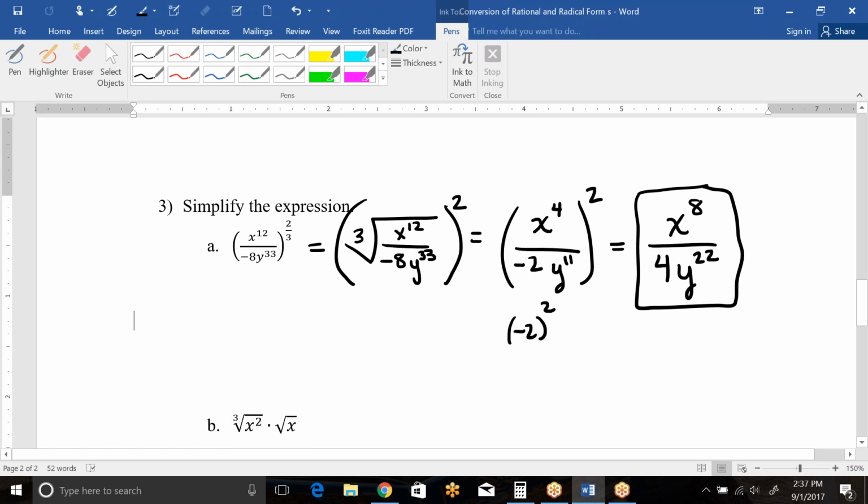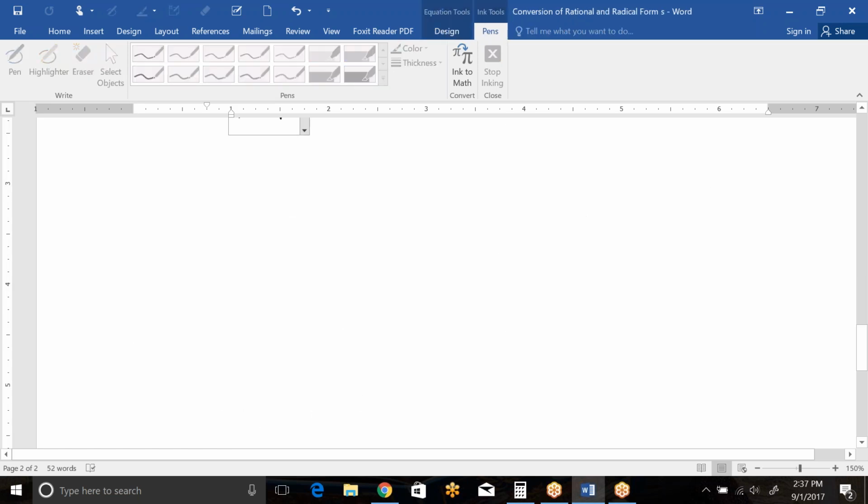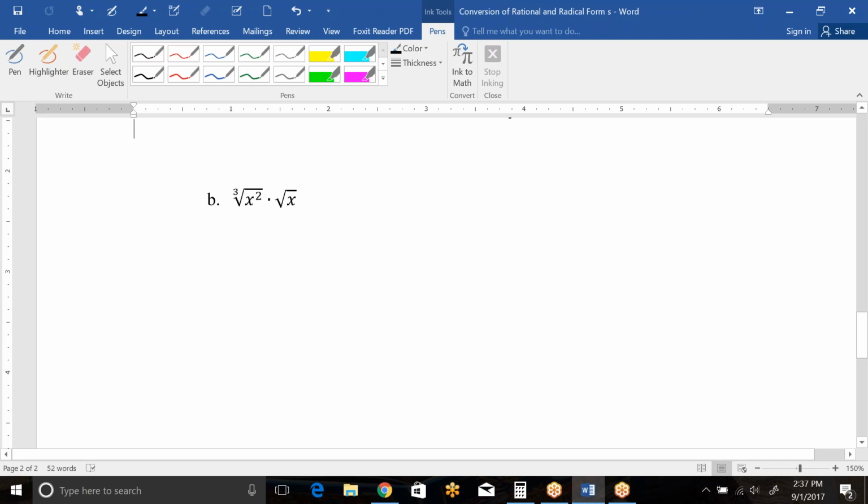Okay, and then the last example I came up with and why it might be useful to convert is because of this form. Sometimes you'll have two radicals that they're trying to get you to multiply together, but they're different roots. This is a square root. This is a cubed root. You can't multiply a cubed root times a square root in radical form. They're not the same thing.